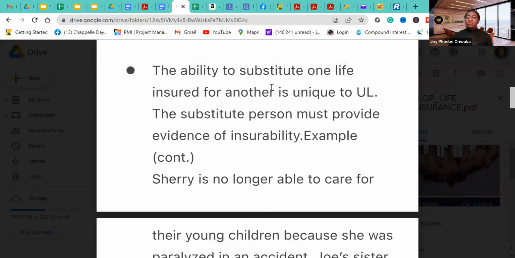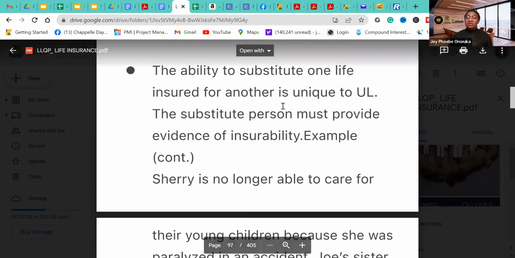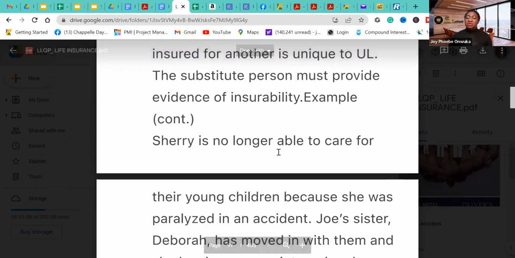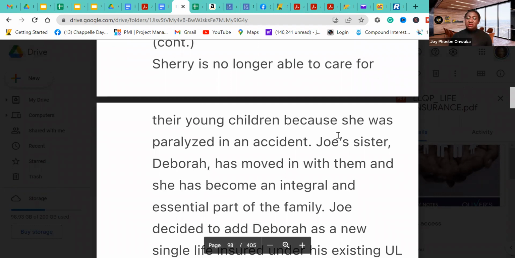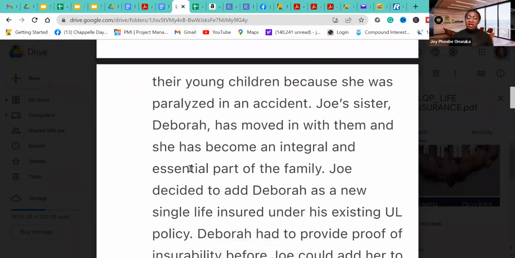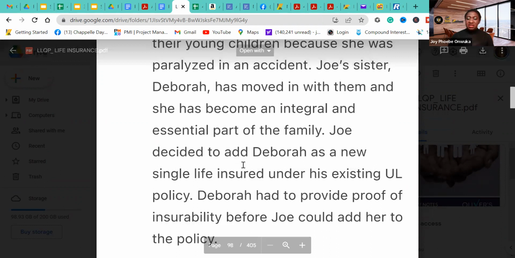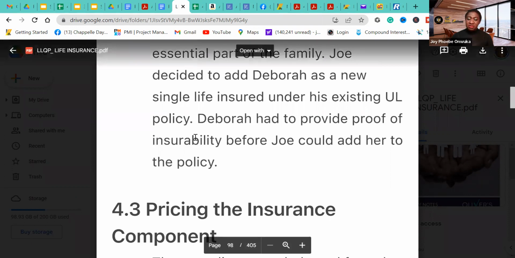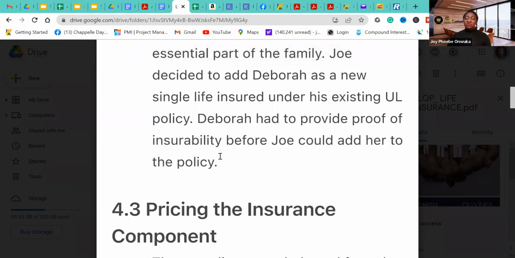Now, the ability to substitute one life insured for another is unique to UL. The substitute person must provide evidence of insurability. For example, Cheryl is no longer able to care for their young children because she was paralyzed in an accident. Joe's sister Deborah has moved in with them and has become an integral and essential part of the family. Joe decided to add Deborah as a new single life insured under his existing UL policy. Deborah had to provide proof of insurability before Joe could add her to the policy.